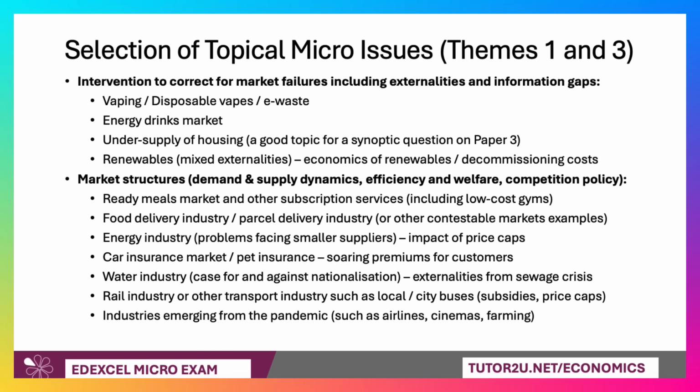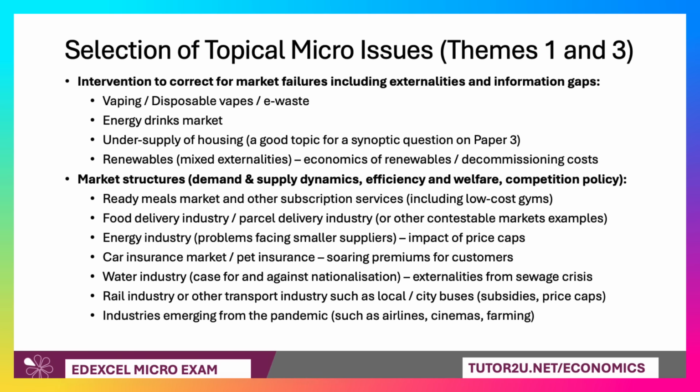I think housing is a really good micro topic. It's also a good synoptic question. The economics of renewable energy, in particular, not just the demand and supply and impact of it, but also the decommissioning costs of things like wind turbines. And then obviously we'll be expecting some market structure questions. They're looking for markets where there's a changing supply and or demand dynamic. Things are happening. Prices, cost, profits, competition is changing.